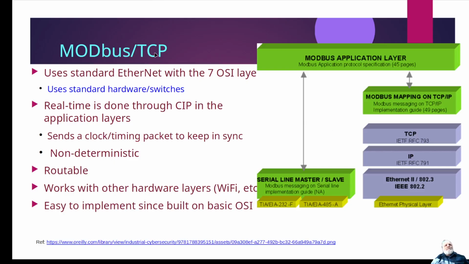All right, so Modbus TCP kind of does the same thing. You can use standard hardware and switches with Modbus TCP all the time. But for the real-time piece, it's done through what they call the SIP layer. So it's kind of bypassing most of these other layers so that the data can be sent very fast and not delayed over here.